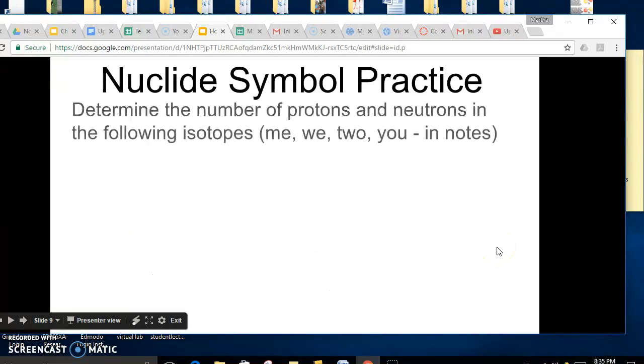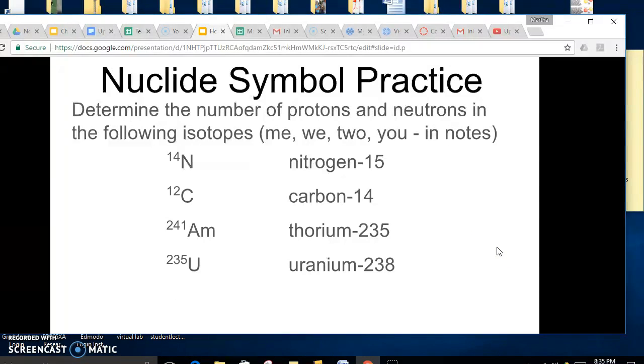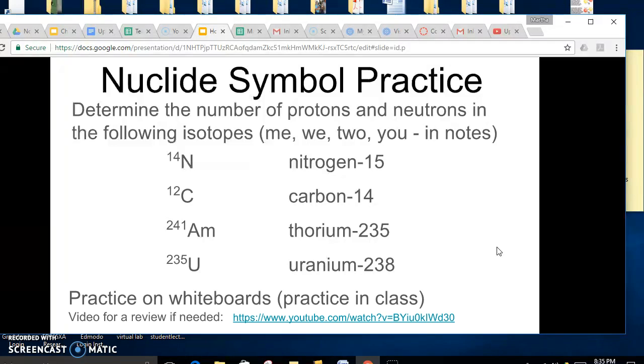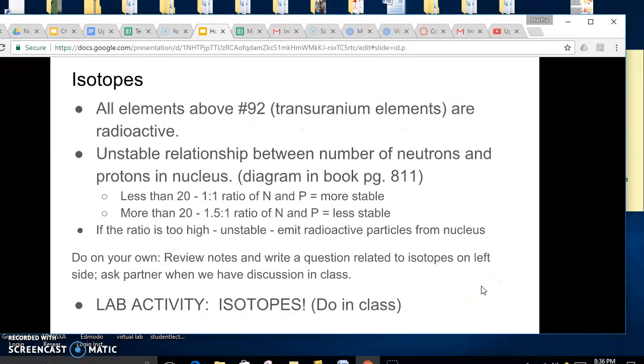So for this practice on this whole page, I would leave probably 8 or 9 lines in your notes, because we're going to go through these practice problems. We're going to go through some of them in your notes, some of them on whiteboards. There is a video down here to watch if you need it. If you don't need it, you remember how to do this, you're fairly comfortable with it, you don't need to. But after class, if you're still struggling with working with isotopes, I suggest you review that.